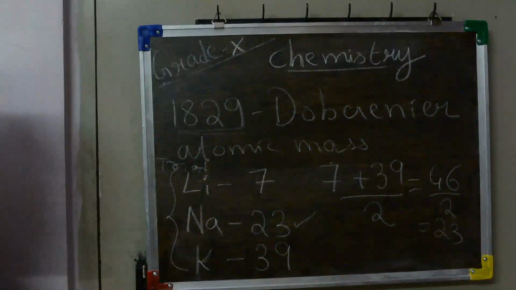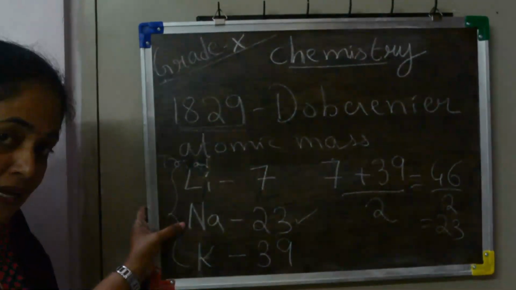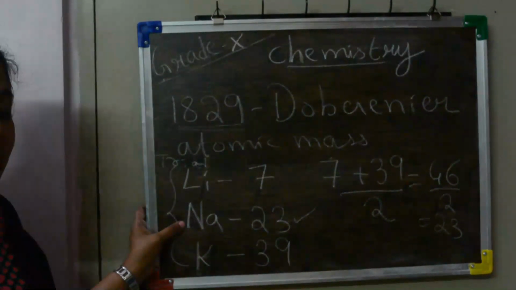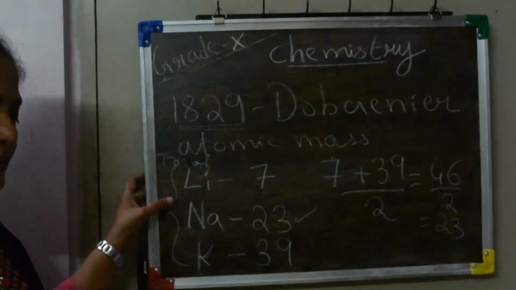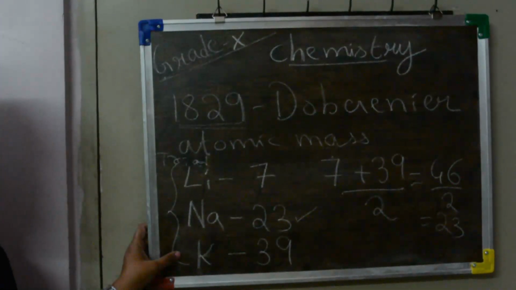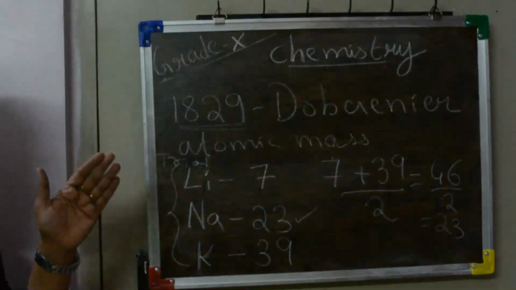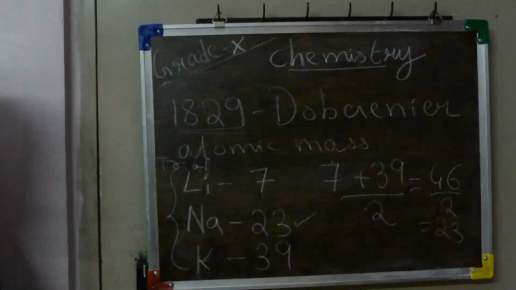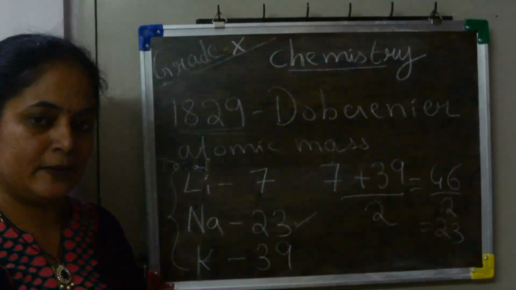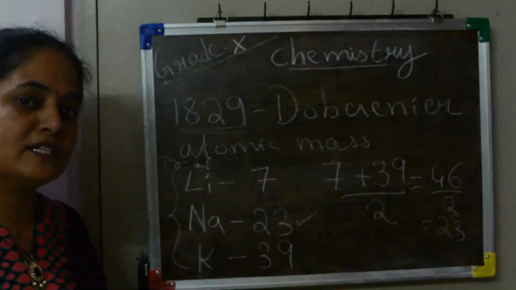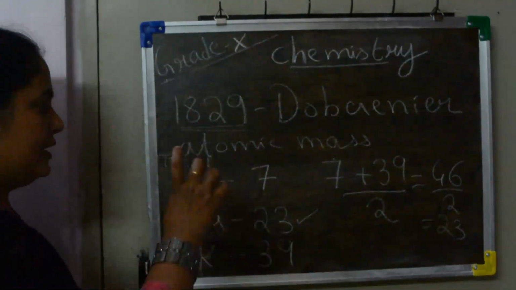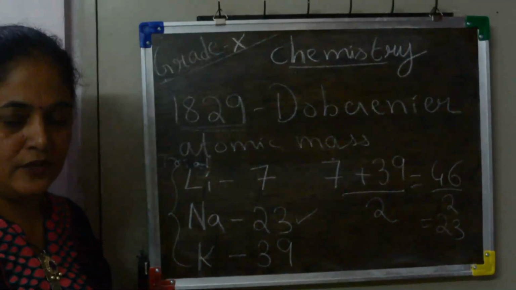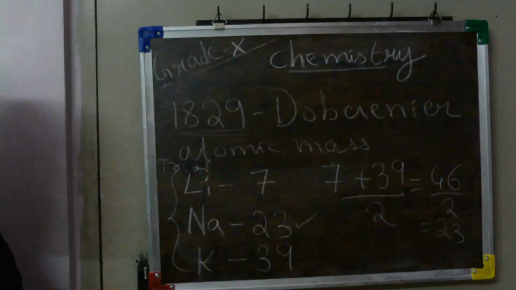So what does this triad mean? The atomic mass of the second element is equal to the average of atomic masses of the first and third elements. Likewise, he could arrange 2 or 3 triads, but he couldn't arrange more than that. He couldn't arrange all the elements discovered at that time in the form of triads. That condition was not getting satisfied. So that was the limitation of Dobereiner's triads.